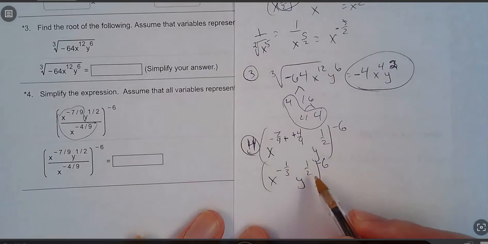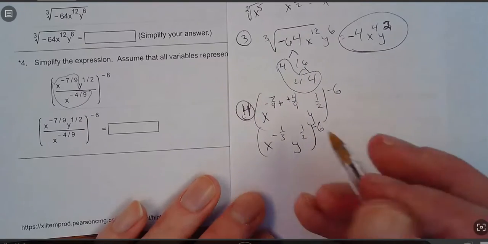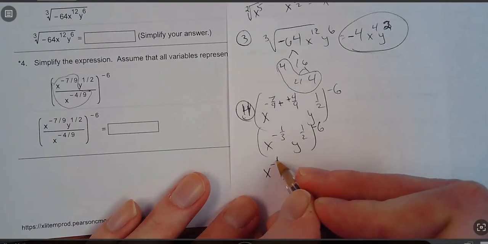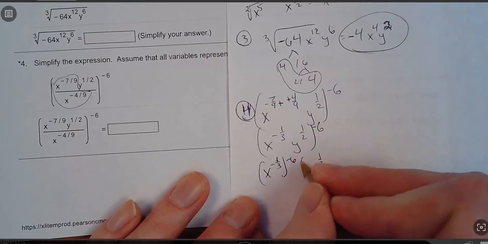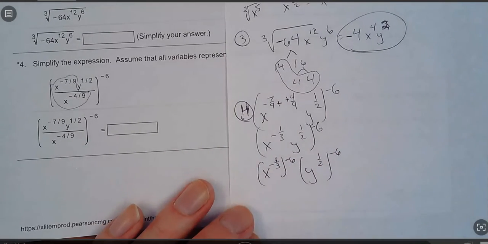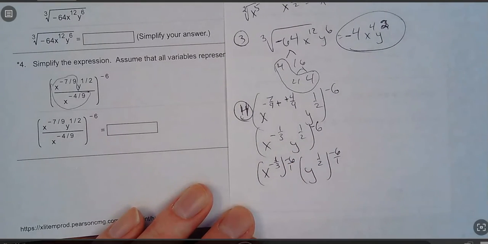And now when you've got two things in here being taken to a power, they both get that power. So this would be x to the negative 1/3 to the negative 6th, y to the 1/2 to the negative 6. And when you do a power to a power, you actually multiply them together. So I'm going to save some space, let's put those over 1 and do my multiplying.